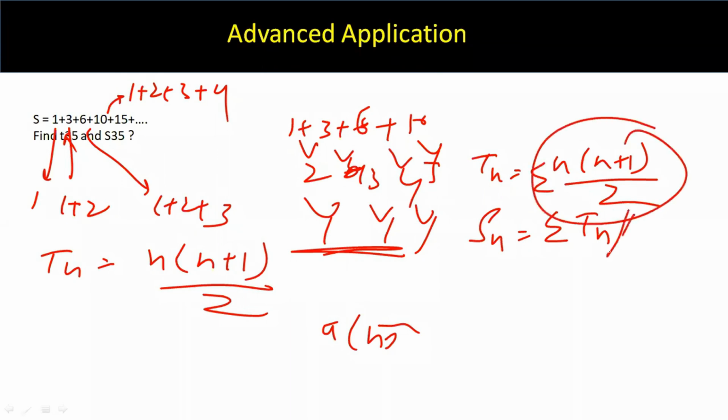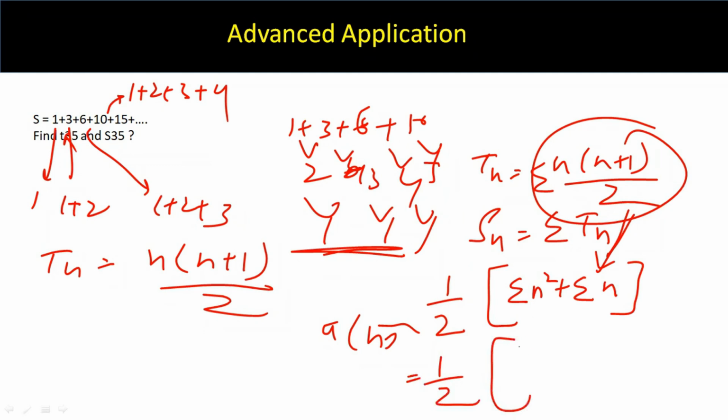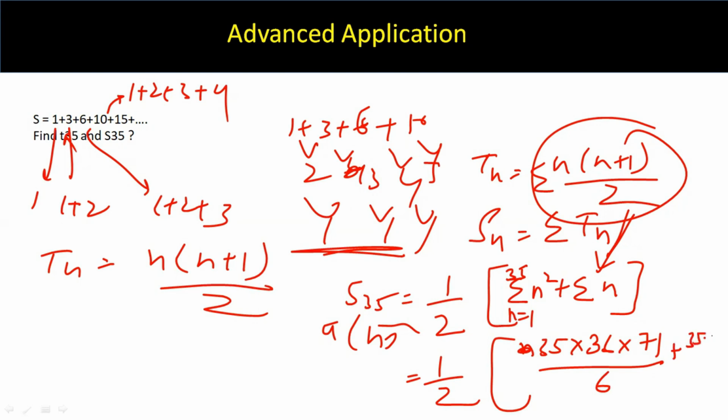इसका summation कैसे करोगे? हाफ कॉमन आ जाएगा. Summation of n into n plus 1, which is summation of n square plus summation of n. हाफ कॉमन आ गया. Summation of n square क्या होता है? n into n plus 1 into 2n plus 1 by 6. And n goes from 1 to where? 35, right? तुमको sum of 35 terms निकालना है. Sn नहीं निकालना है, 35 निकालना है. So it is simply n into n plus 1 into 2n plus 1 by 6 plus n into n plus 1 by 2. Just solve this.